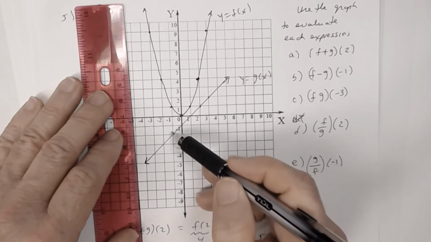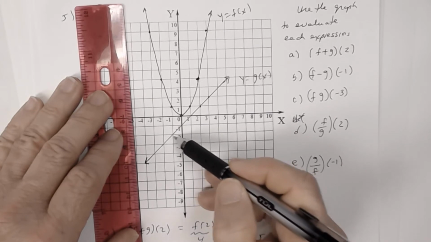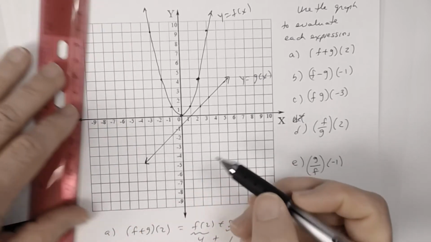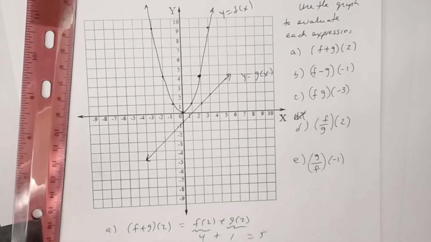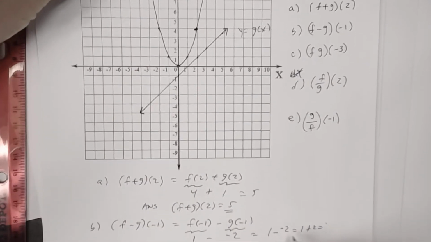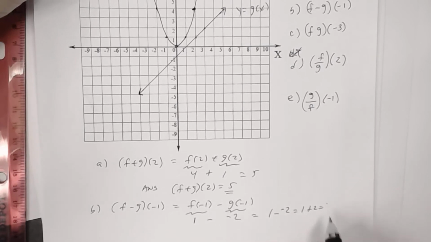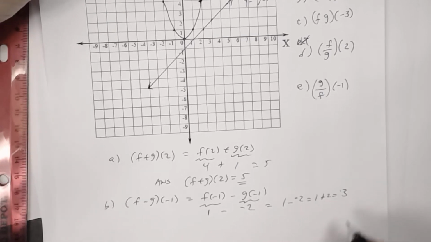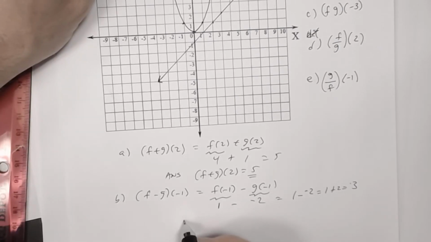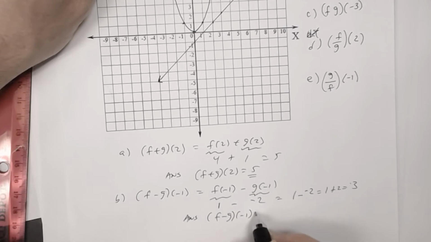Okay, so when x is negative 1, my y value is negative 2. So this becomes 1 minus a negative 2, which is 1 plus 2, which is 3. Okay, so the answer then will be f minus g at negative 1 is equal to 3.